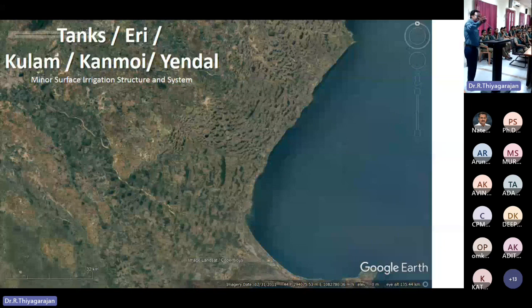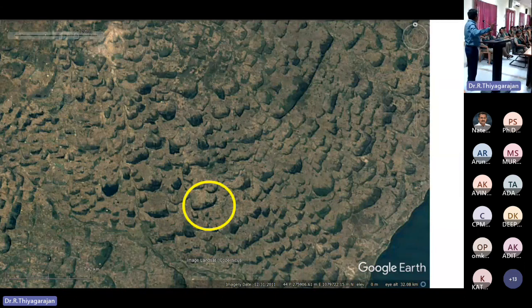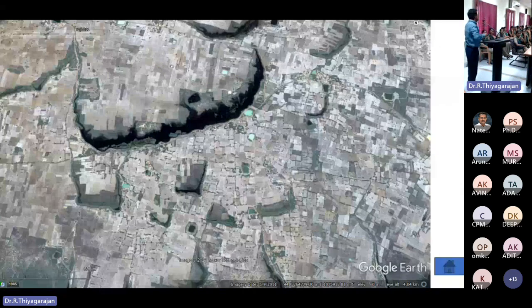Can you see the water bodies? Next please. You can see it better now. Can you see the darker portions? Next please. Can you see it in a more expanded way? Next please. Now this is one tank.